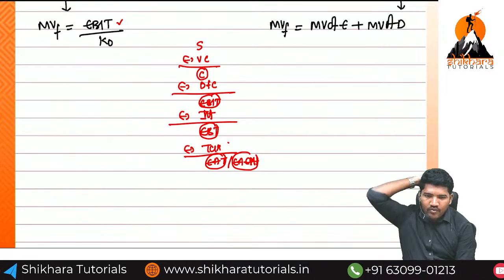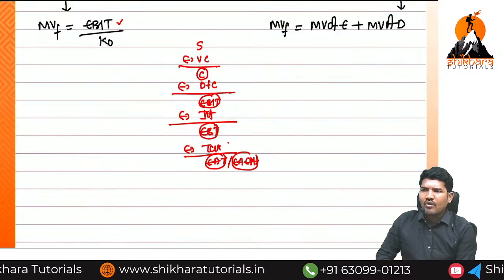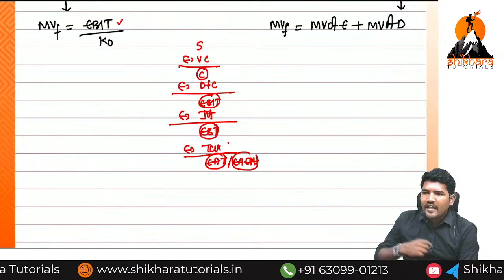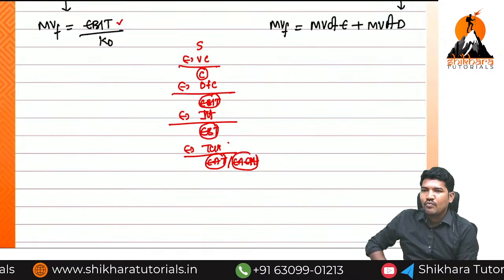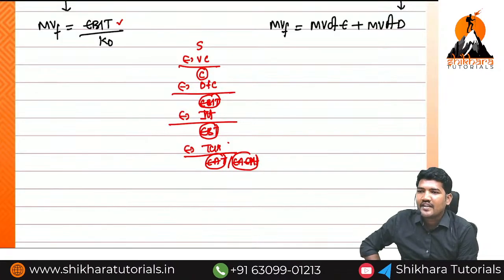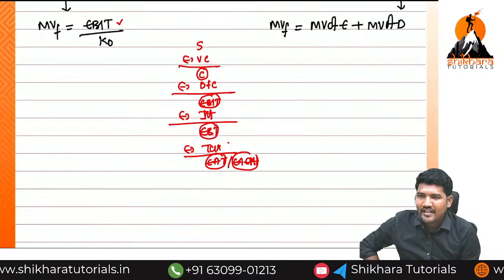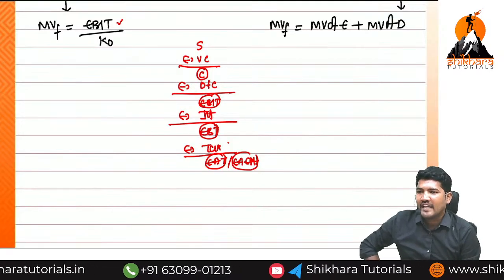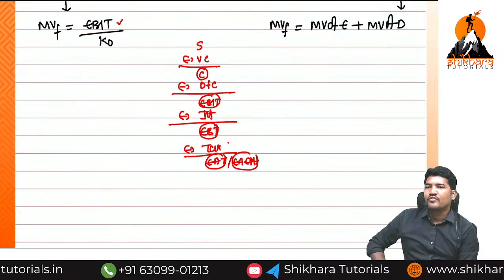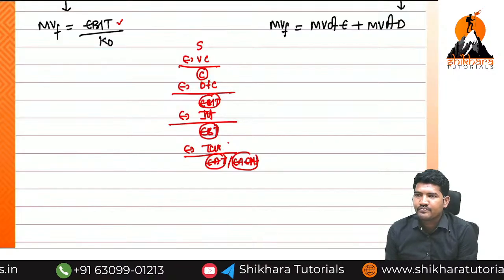Sir, why do you consider KO? Take KE, take KD, take the rest. Why KO? When I am finding the total organization value, I want all totals. What profit do I consider? Organization profit. And the denominator is also for the organization. What is the organization cost? KO, not KE or KD. Hope you understand why that formula came: EBIT divided by KO. Clear?